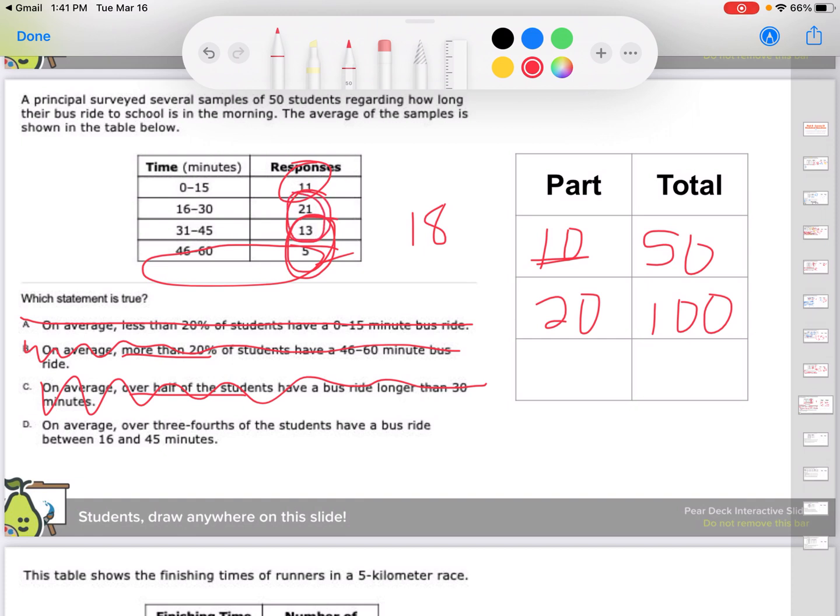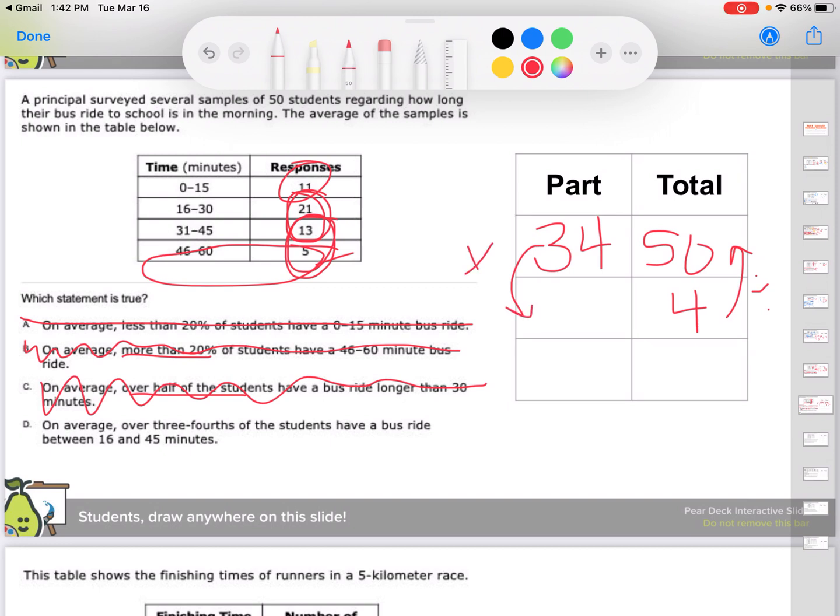Okay. So that would be what? 34? So that would be 3/4. So I want to divide going this way and then multiply going this way. So 4 divided by 50 times 34. I get 2.72. So it's going to be D. It says over 3/4 of the students, so that's pretty daggone close.